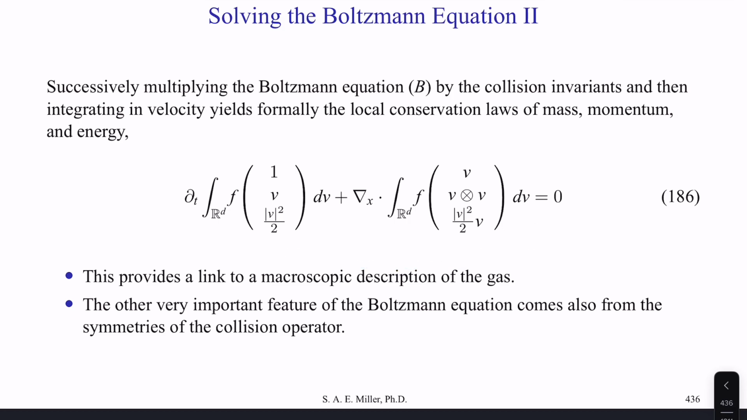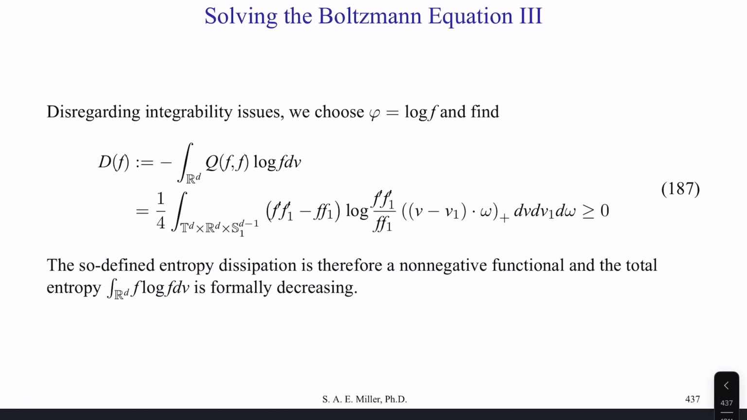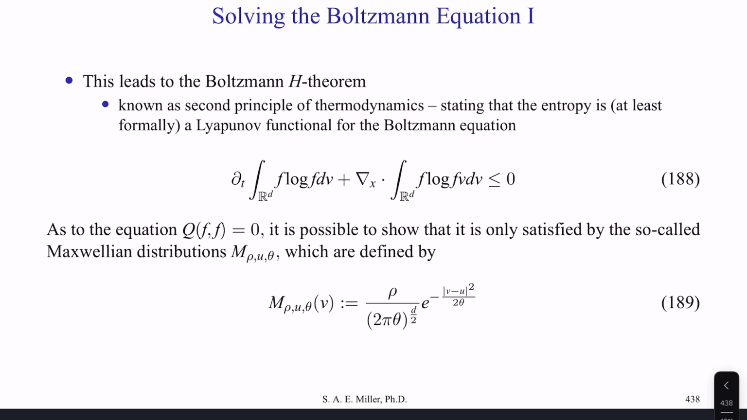Another really important feature of the Boltzmann equation comes from the symmetries of the collision operators. If we set aside the integrability issues, we can choose, for example, phi as log f and find 187. This is the so-called entropy dissipation and is non-negative, and the total entropy is formally increasing. This is the so-called Boltzmann H theorem.